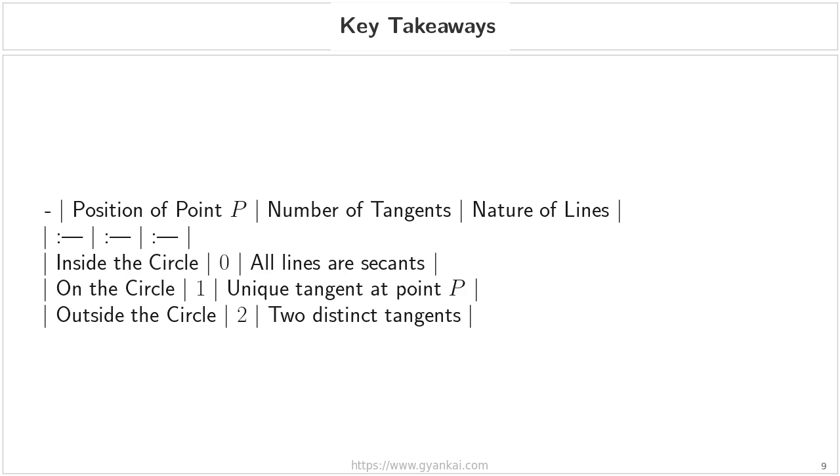In this position, all lines passing through the point are actually secants because they must enter and exit the circle. Next, if the point P lies exactly on the circle, we have exactly one tangent. This is that unique tangent we identified earlier, which is perpendicular to the radius at that specific point of contact. Finally, when the point P is located outside the circle, we can draw exactly two tangents. These are the two distinct lines that graze the edges of the circle, much like the satellite signals we visualized in our orbit example.